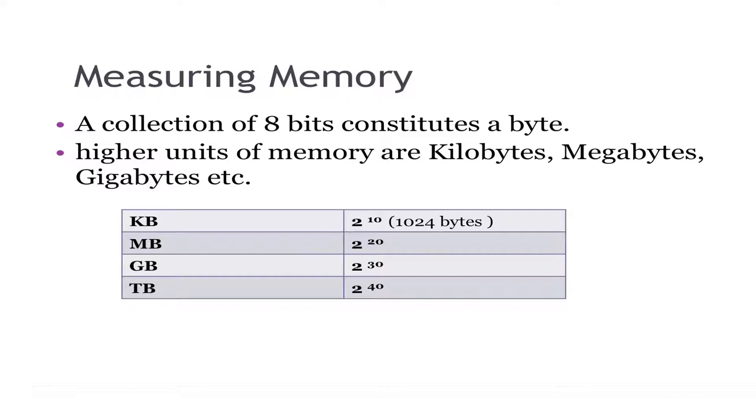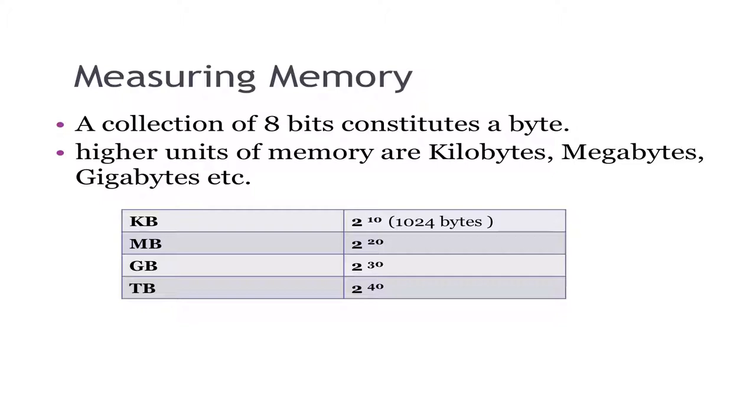So before starting with the memory devices, let's see how we measure memory. The basic unit of memory is a byte, and a byte is constituted by 8 bits. A bit is a binary unit. It can be either 0 or 1. So 8 such bits form a byte.